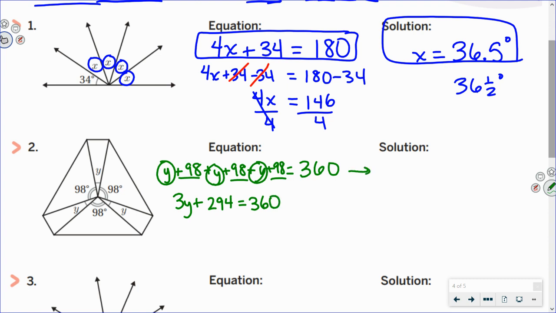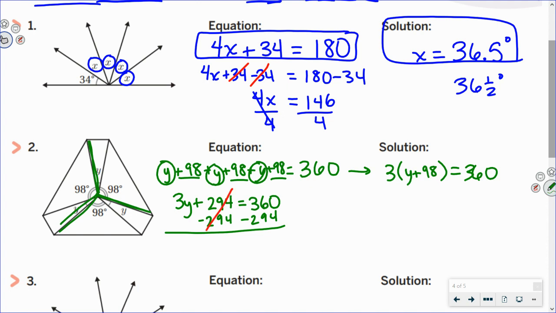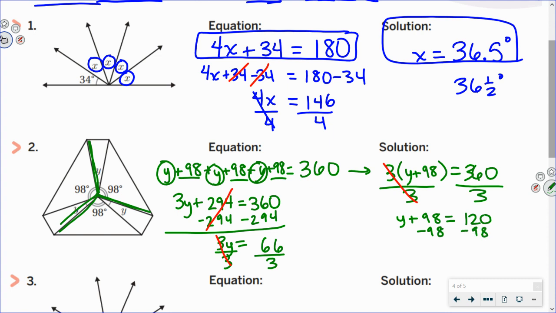Or you may rewrite that as, hey, Mr. Cowan, we got 3 groups of adding y and 98. Here would be 1, here would be another, and here would be a third. Now, I'm okay with you solving either way. You could subtract 294 from both sides, and then divide it into 3 groups. Or some of you might like this one better because if you immediately split it up into 3 groups, you'll find that each of those individual groups is going to be 120 degrees. Well, guess what? Take away 98, and you'll get the same answer, ladies and gents. Either way, you're going to get 22 degrees.